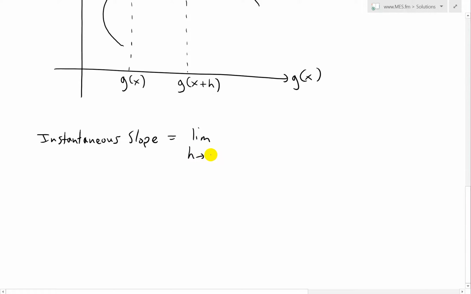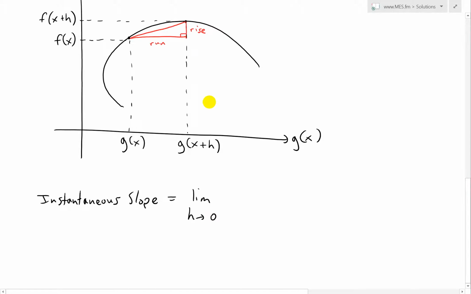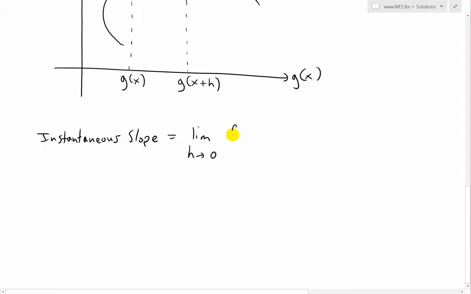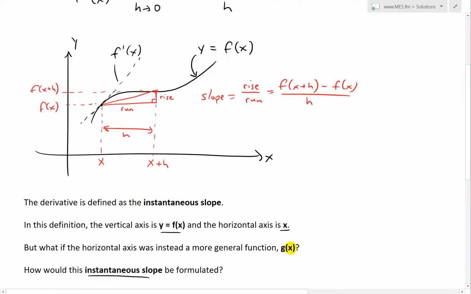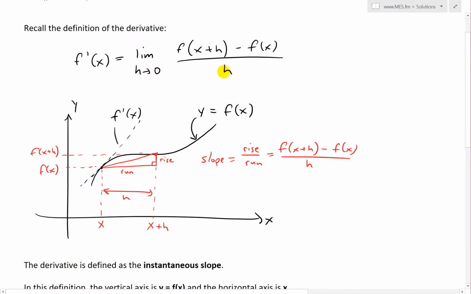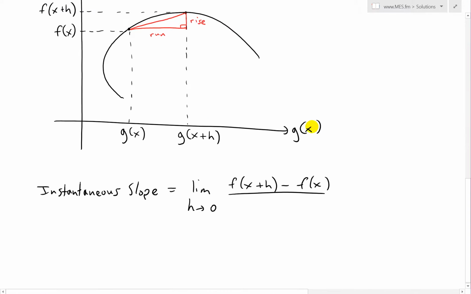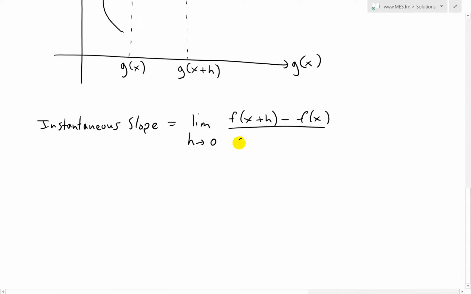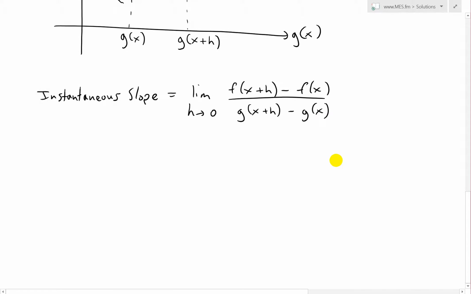When h is really, really small, it will be very similar to whatever f of x is. So limit as h approaches 0 of the rise, and the rise is going to be on this graph the difference in the f of x value, so that's going to be f of x plus h minus f of x. So same as above, except now the h is different. And the reason is because the run is actually going to be g of x, the difference between g of x and g of x plus h, because that's how the slope looks like now. So g of x plus h minus g of x. So it looks something like this right here.